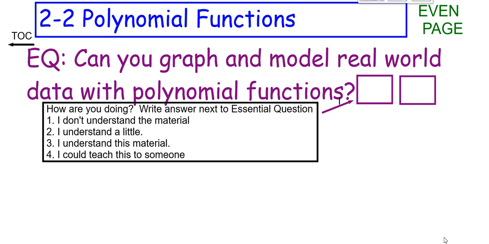Write your level of understanding at the beginning of the lesson, and then we'll write it again at the end. This is going to be a fairly short part, just because of what I'm anticipating for our time today in class. So pause this to write that, and then we'll move on.